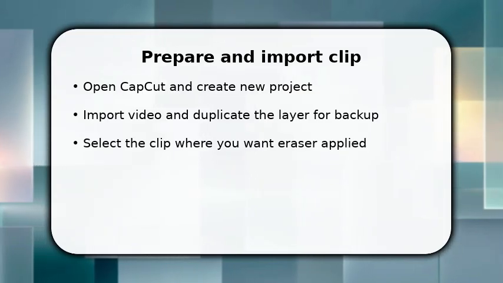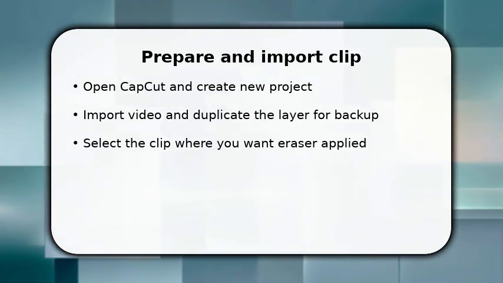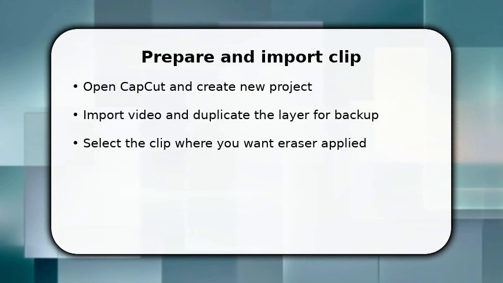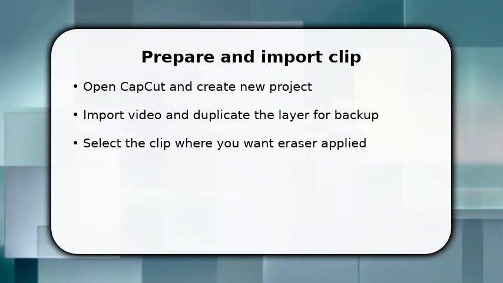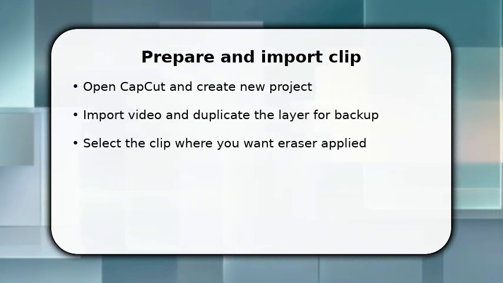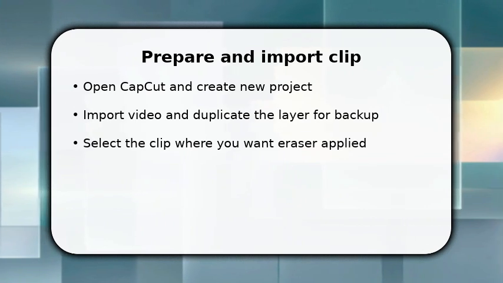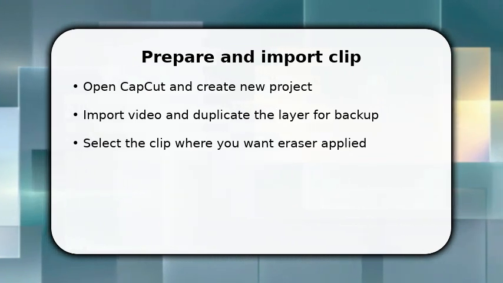You start by opening CapCut and creating a new project. Import the video and immediately duplicate that clip so you always have an untouched backup. Tap the clip you'll edit and scrub to the frame where the unwanted object appears. Once you've located the moment, split if needed and select the segment. This gives you precise control.